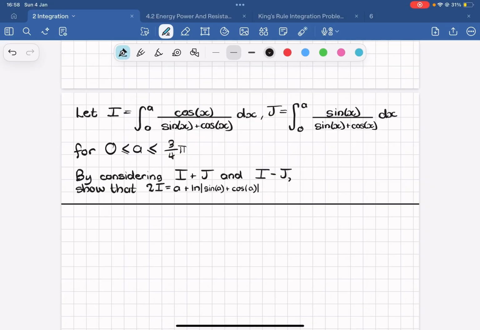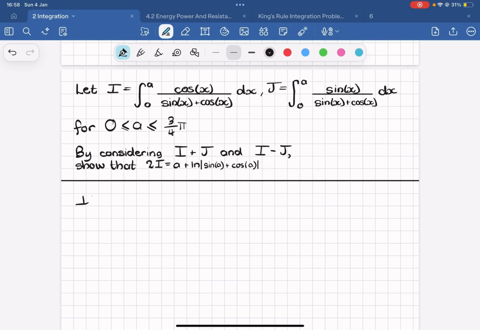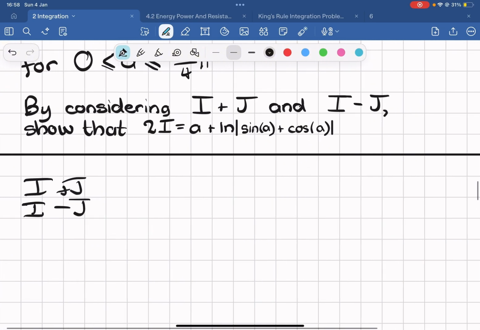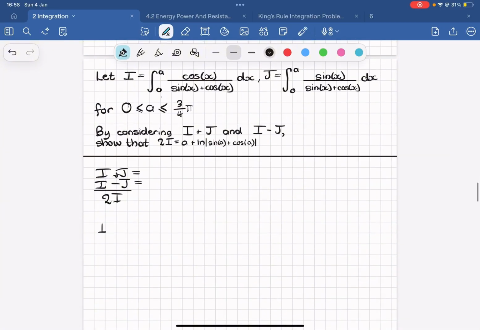By considering I plus J and I minus J, show that 2I equals a plus ln sine a plus cos a. Now notice how we've got I plus J and I minus J. Well, if we sum these two, we get 2I. So essentially we need to find the result of I plus J and I minus J. So let's start off with I plus J.